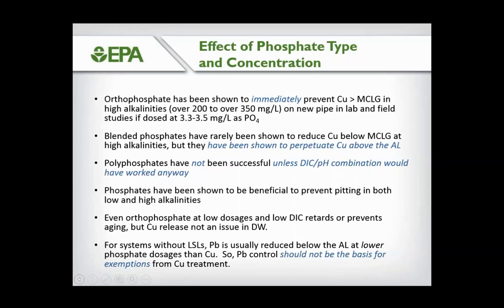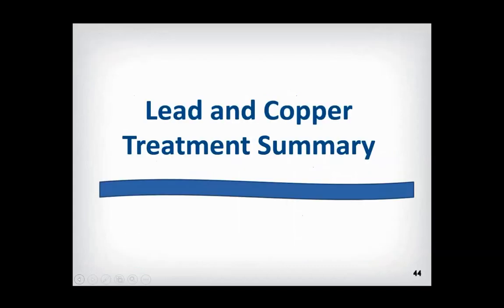Another thing that's important is that with copper, for systems that don't have lead service lines, lead's usually reduced below the action level at lower phosphate dosages than copper. But the extra phosphate never hurts the lead. So lead control shouldn't be considered a constraint, and you shouldn't avoid improving the copper levels with higher orthophosphate just because you'd be afraid that the lead might get worse.